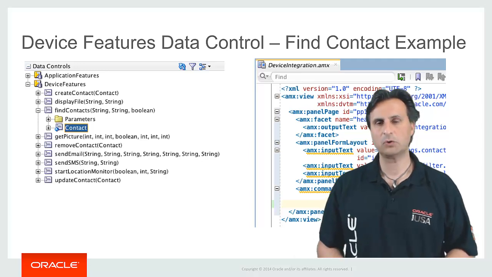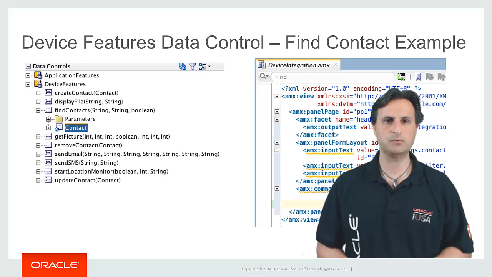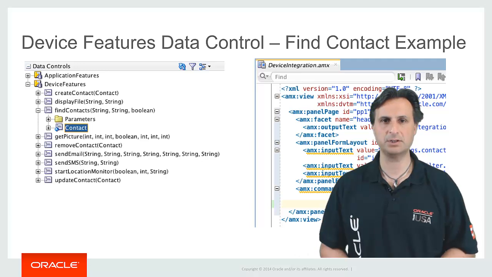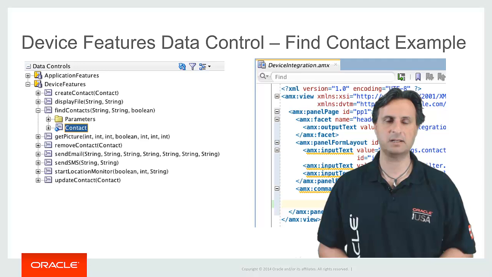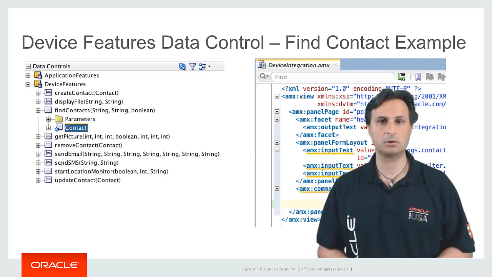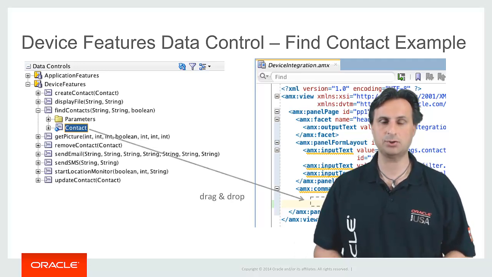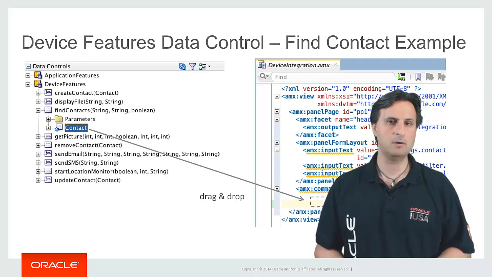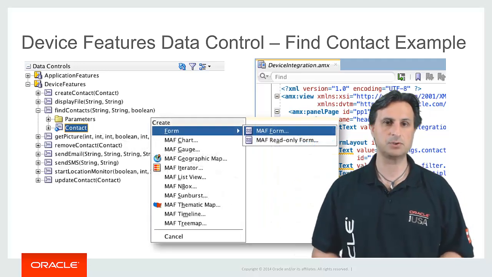So here's a continuation of the example with the contact information. First I had a search form. The next step would be that I want to display the information I get out of the search. And for this I have another object that is shown in the device data control, find contacts, which is a collection. Now I take this collection and I drag this onto my page just under the search form I created. And then for instance I choose to have a MAF form or a read-only form, which makes more sense when it comes to the search.